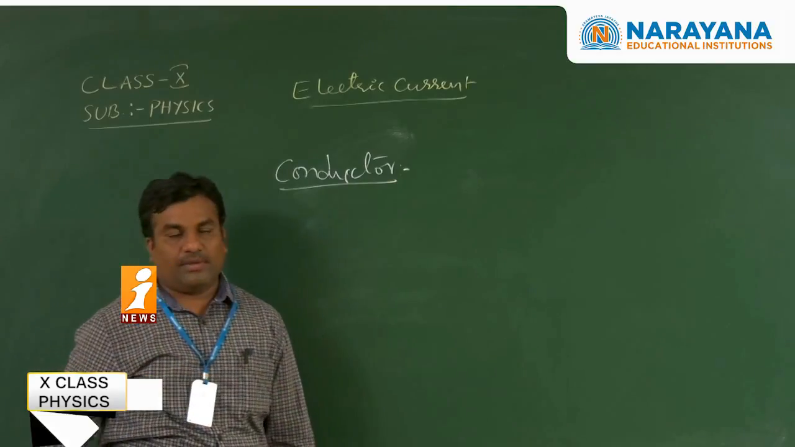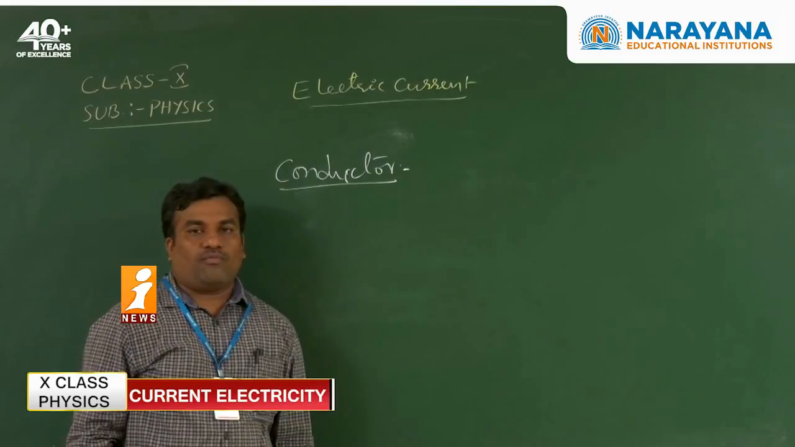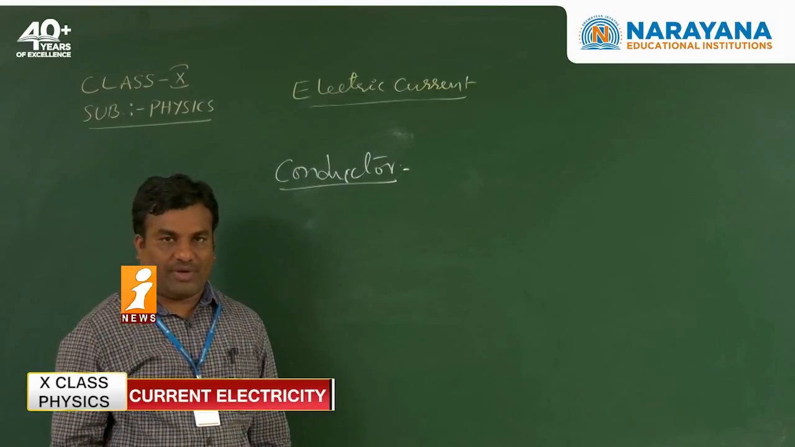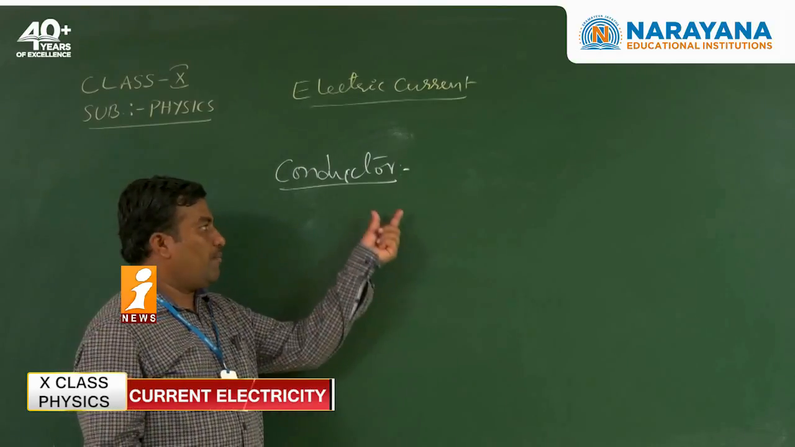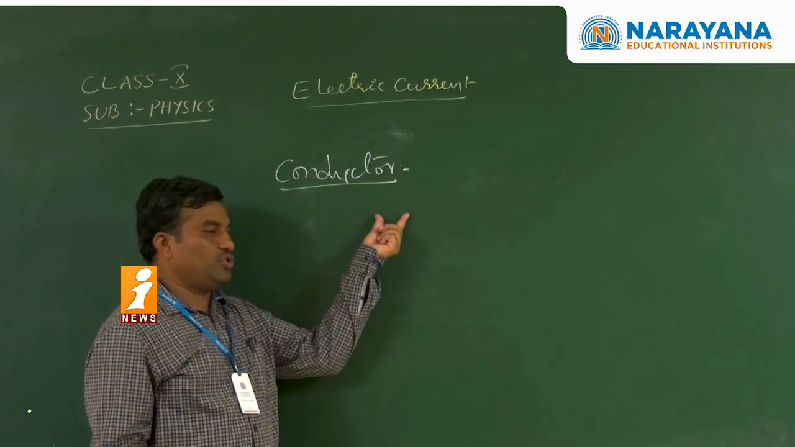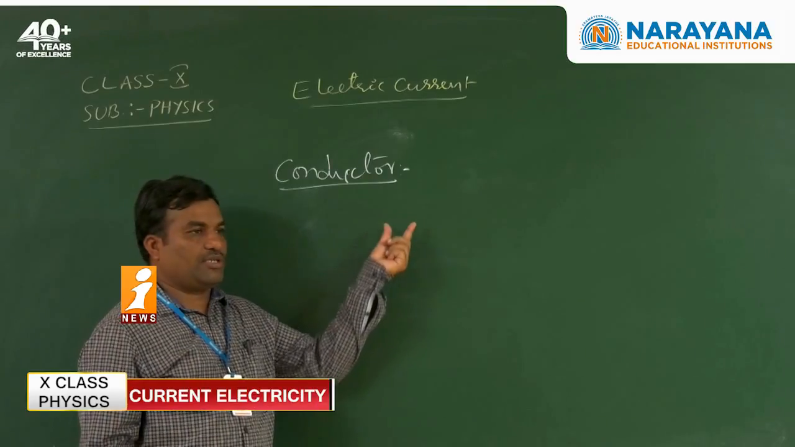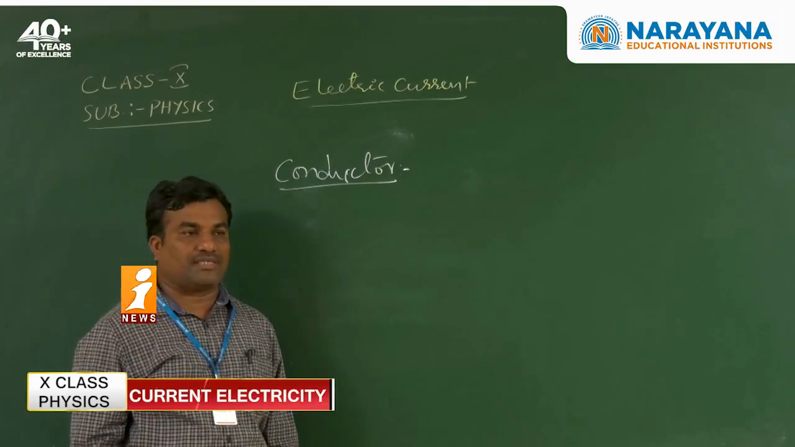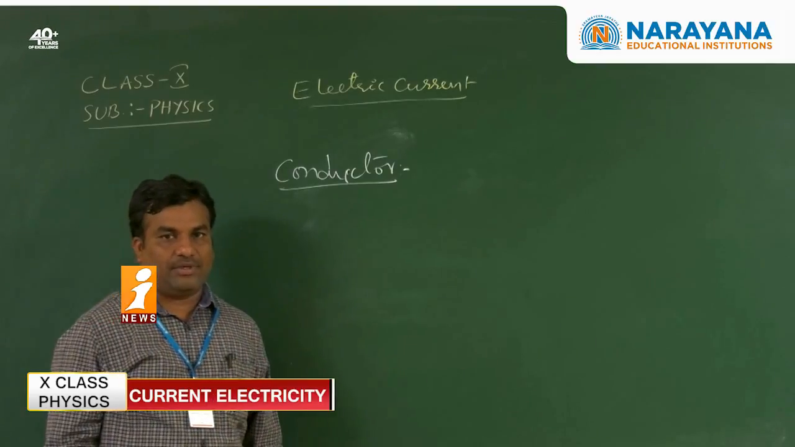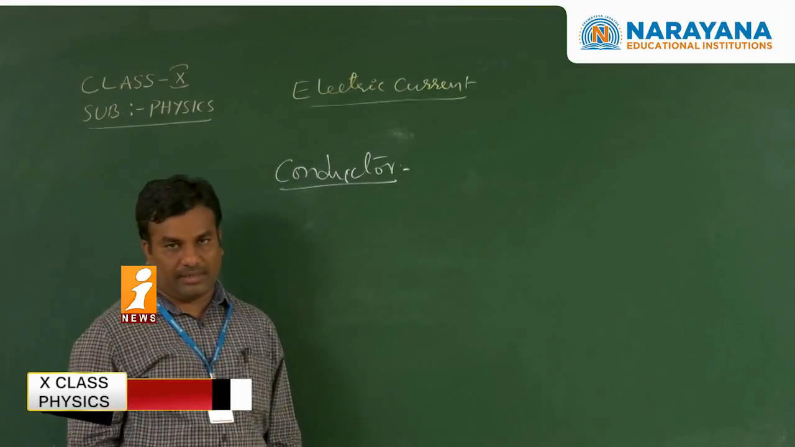Conductors are like metals. Metals have a large number of free electrons. Here the positive ions are arranged at particular positions, at their locations. The arrangement of positive ions is called a lattice. Free electrons can travel throughout the conductor.